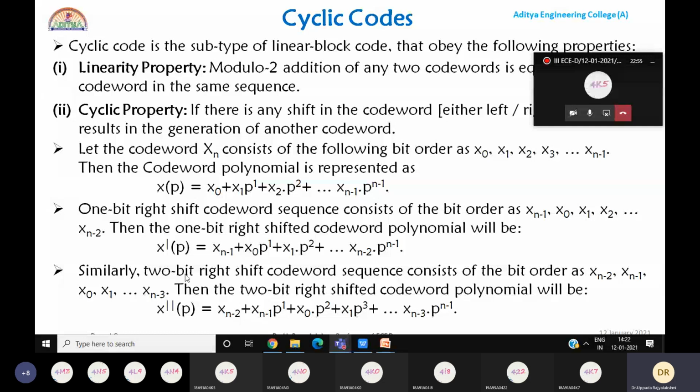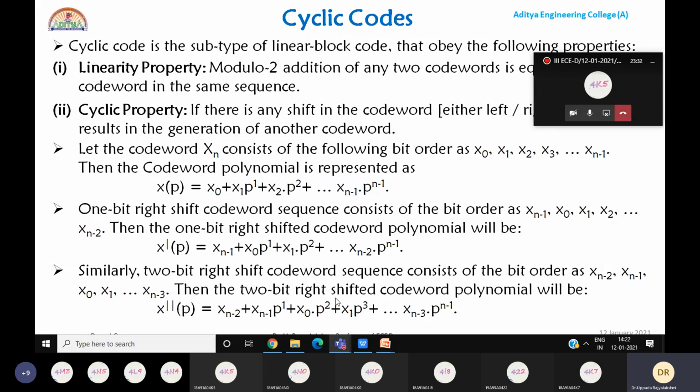Similarly, if you right shift 2 bits, then the code word sequence consists of the bit order where xn minus 2 will come first. So xn minus 2 will be the LSB now. Next xn minus 1, x0, x1, and let us suppose we continue on till the last bit, which will be xn minus 3. This is the MSB.